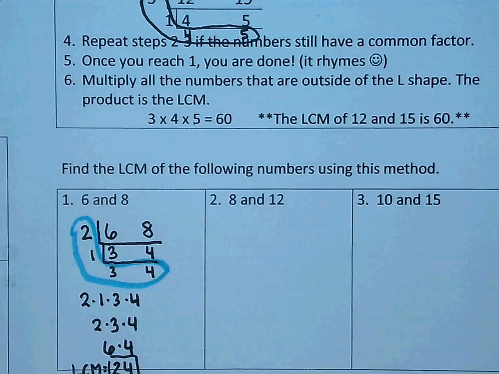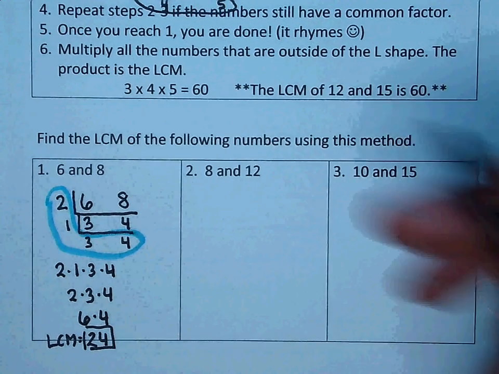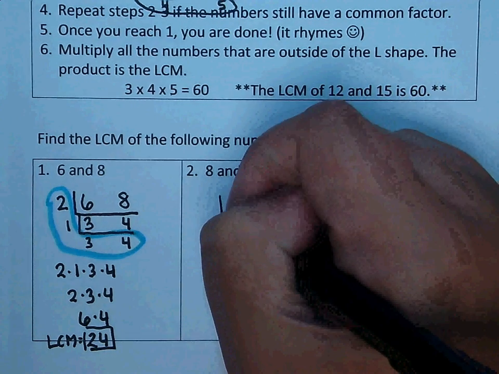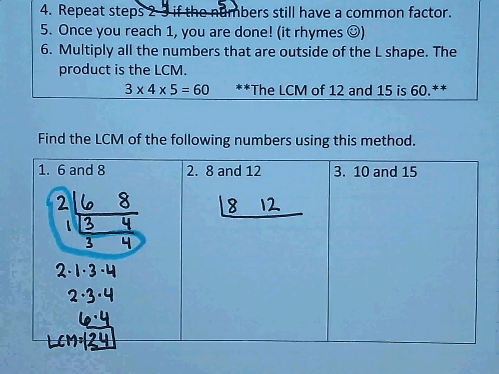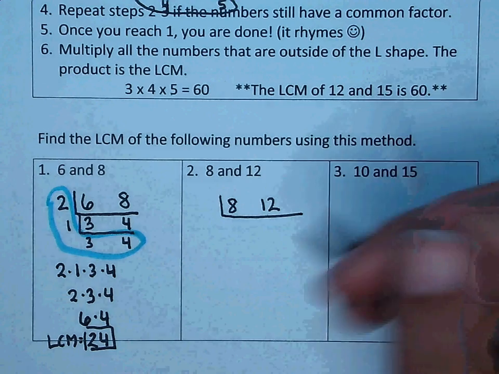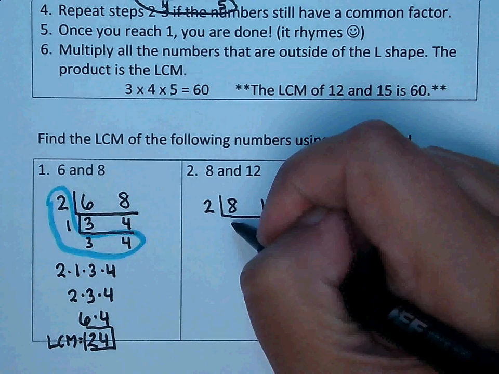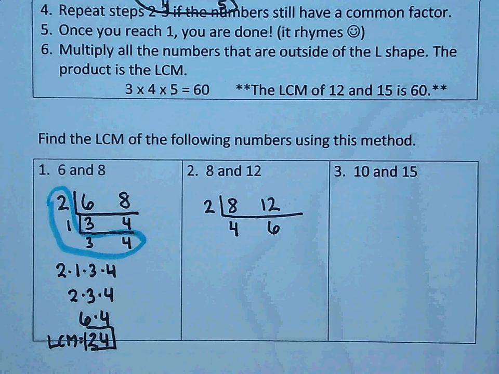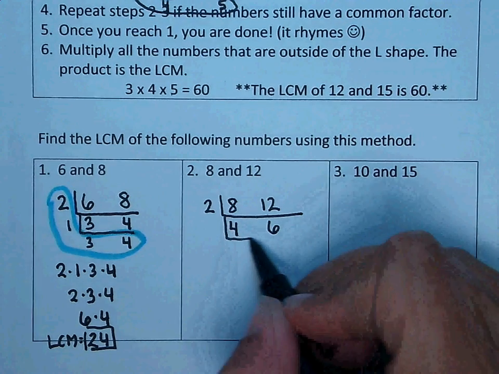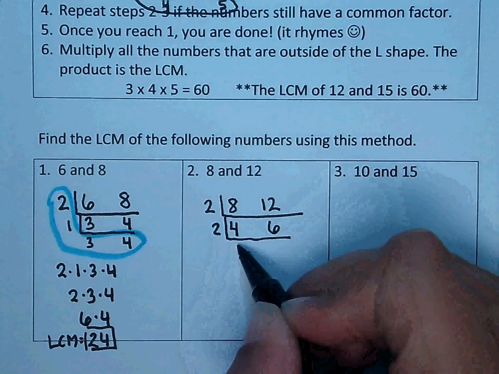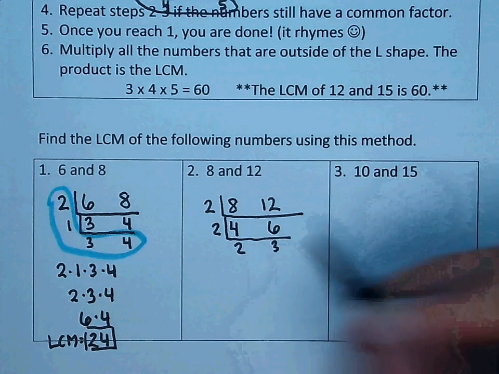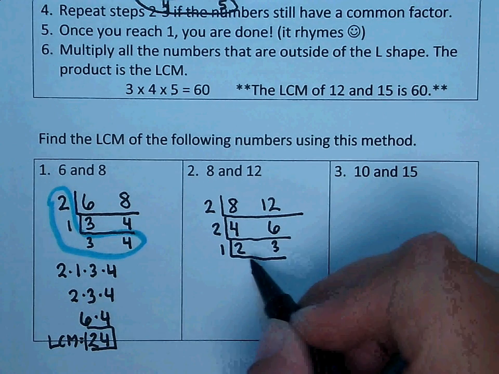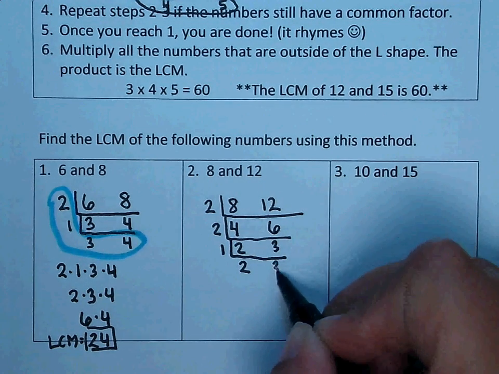All right, let's do 8 and 12. All right, what's the smallest prime factor that they both share in common? A 2. So that gives me 4 and 6. What is the smallest prime factor that they both share in common? A 2. So that gives me 2 and 3. And then what factor do they both share in common? A 1. And again, once you reach 1, you're done.